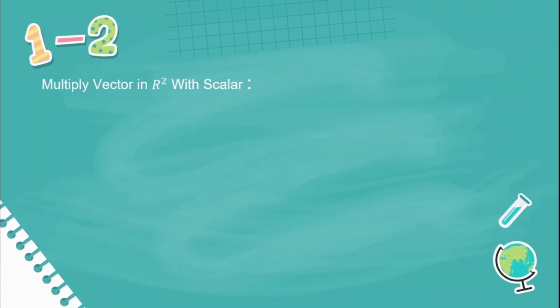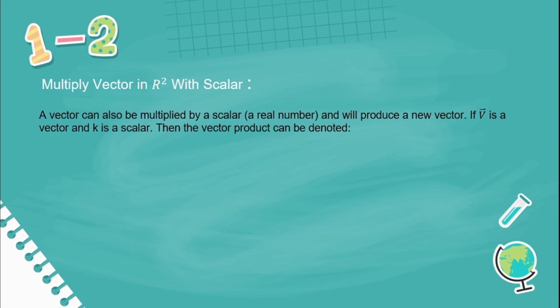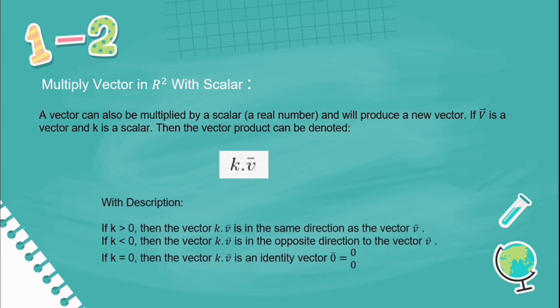Multiply vector in R2 or R square with scalar. A vector can also be multiplied by a scalar, a real number, and will produce a new vector. If vector v is a vector and k is a scalar, then the vector product can be denoted k multiplied by vector v. We describe it.